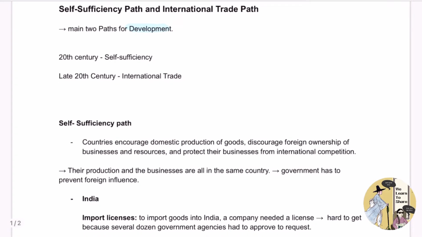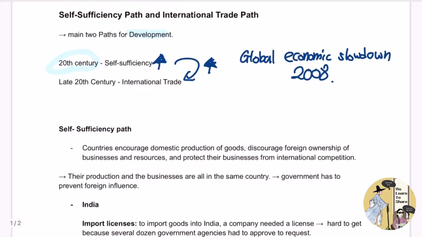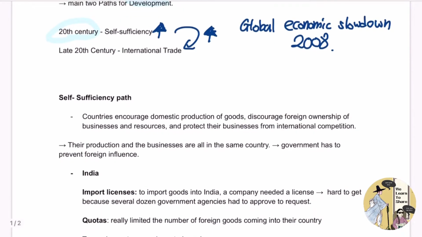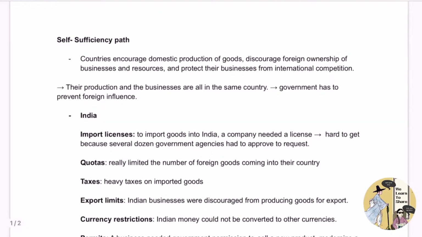For most of the 20th century, self-sufficiency was the more popular development path, but international trade became more popular beginning in the late 20th century, since the global economic slowdown began in 2008. Both have advantages and disadvantages. First, I'm going to talk about the self-sufficiency path.